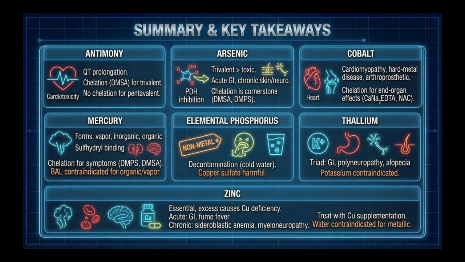Chelation therapy is primarily indicated for poisoning with trivalent antimony. The preferred agent is dimercaptosuccinic acid, also known as Succimer. If oral administration of Succimer is not feasible, dimercaprol or British anti-Lewisite may be used. However, chelation therapy is not supported for toxicity caused by pentavalent antimony.